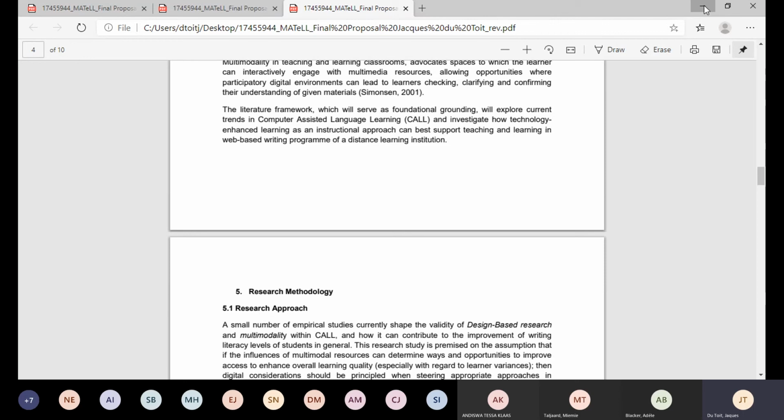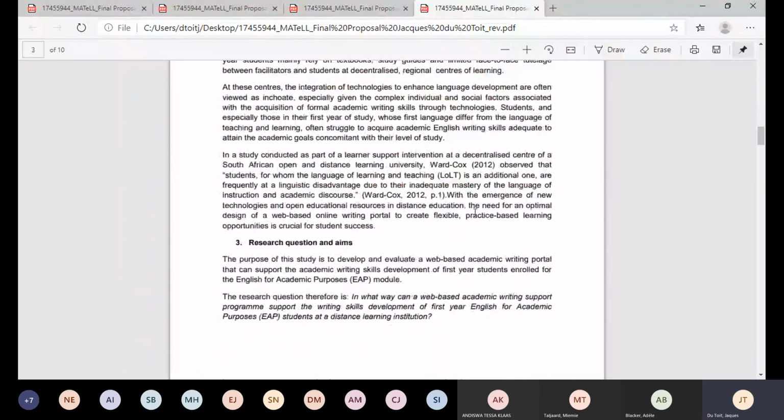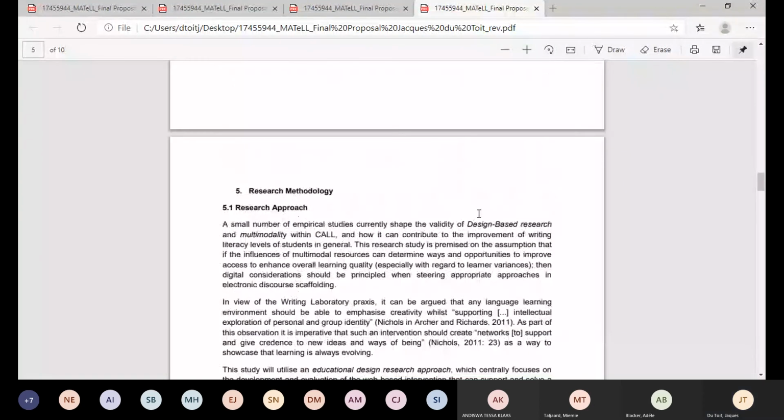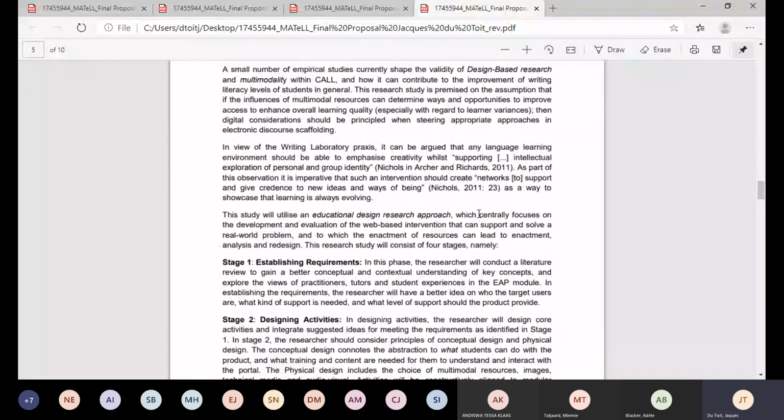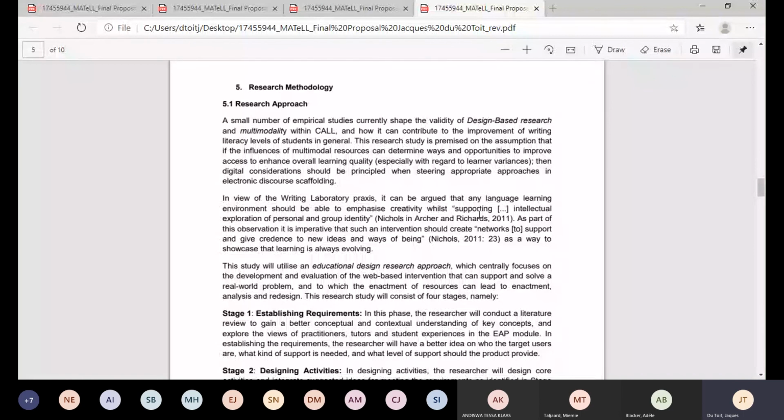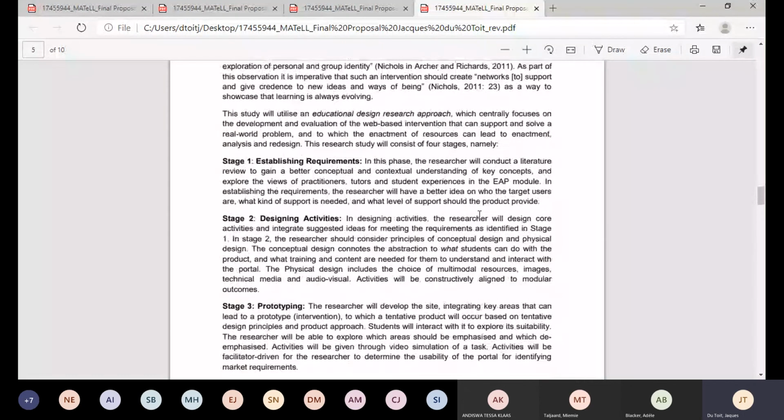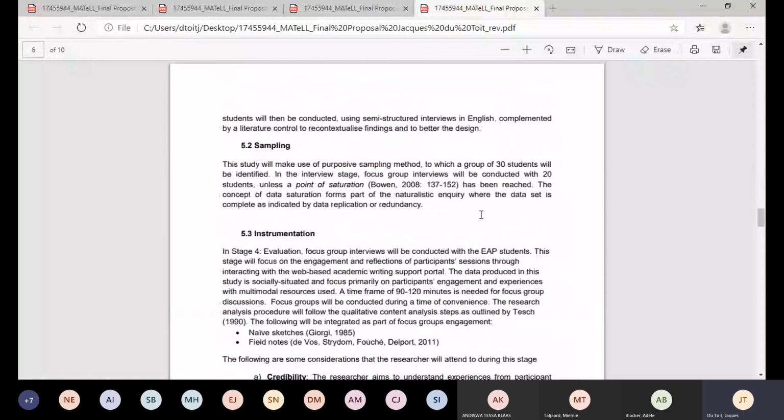So part of that, the qualitative and the quantitative part, was very tricky at one point, because you have so many. Let me just get to the page of the research methodology, because I decided to make use of two approaches. The first approach was design-based research. I decided to do that with multimodality. And then I decided to do a qualitative and make use of purposive sampling. So with the qualitative, I decided that I'm going to only interview.